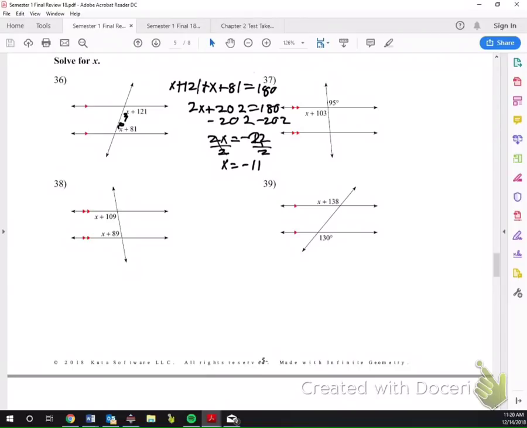So on number 37, those are vertical angles, which means they are congruent to each other. So we set up 95 equals x plus 103, subtract 103 from both sides, and we're done.